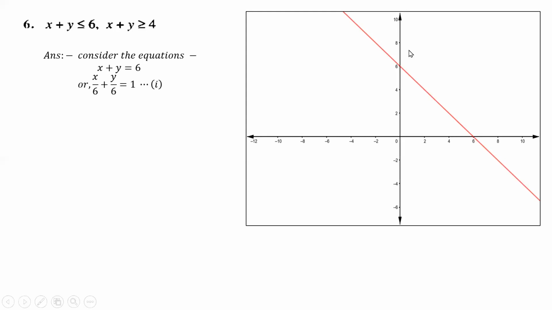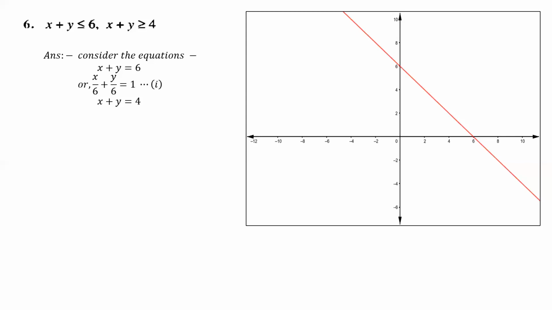So look here, 6 comma 0 and 0 comma 6. Just put the point and draw the line. You don't need to use graph paper, just use a pencil and scale, that's enough. Mark these points 1, 2, minus 1, minus 2 at the same distance, and then just mark the points, join them and draw these lines. Next, x plus y equals 4.